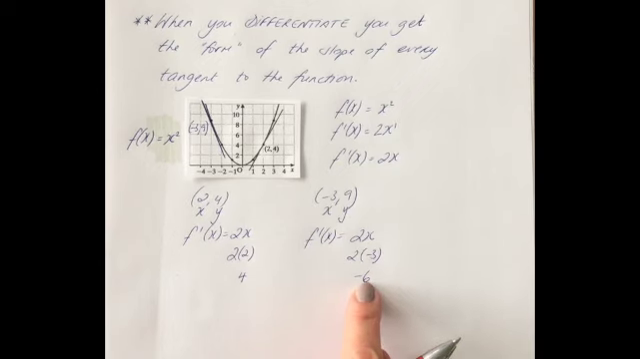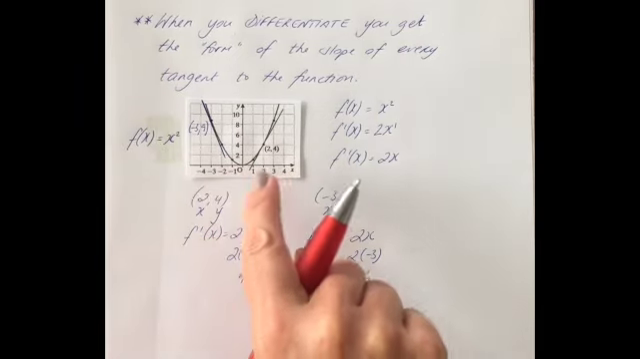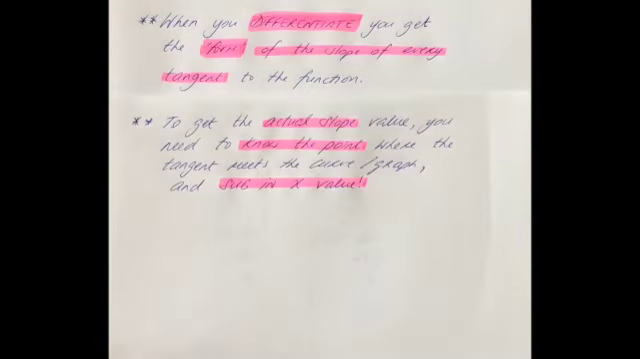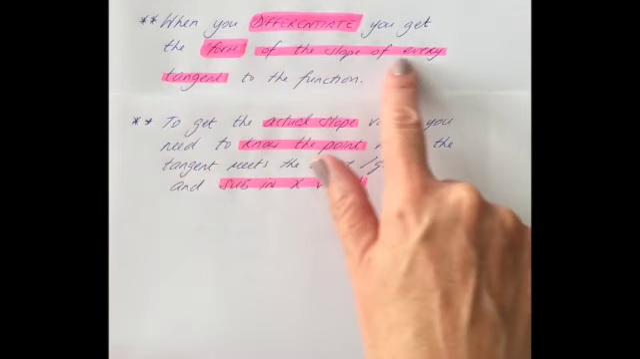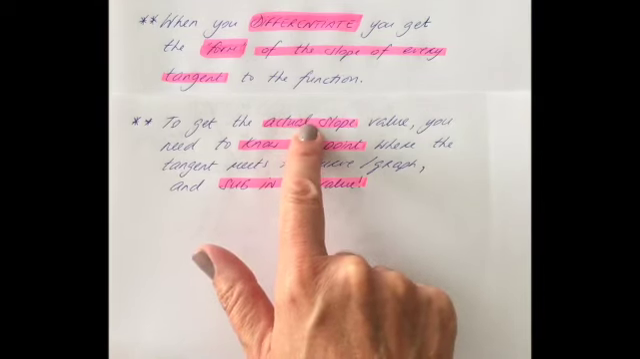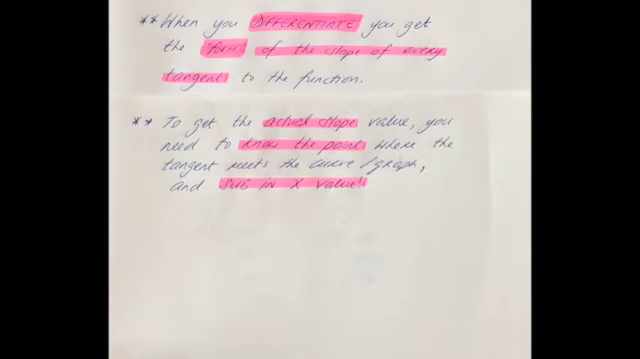6 implies it's a steeper line than 4, and the fact that it's negative means that it's obviously going in that direction rather than that direction where that is always a positive slope. Okay, so to recap, when you differentiate, you get the form of the slope of every tangent to the function. To get the actual slope of a particular tangent, you need to know the point where that tangent meets the graph, and then sub in the x value of that coordinate point.